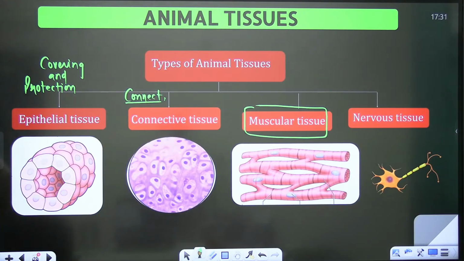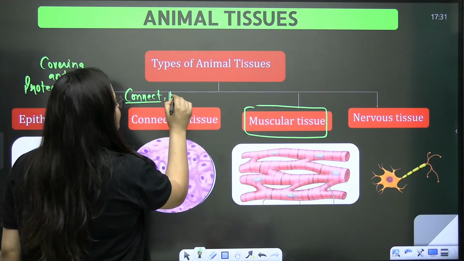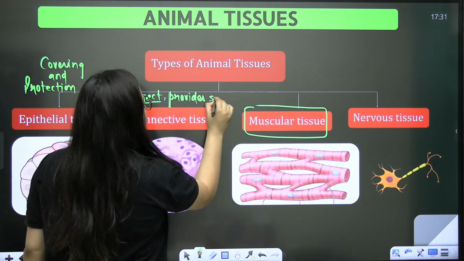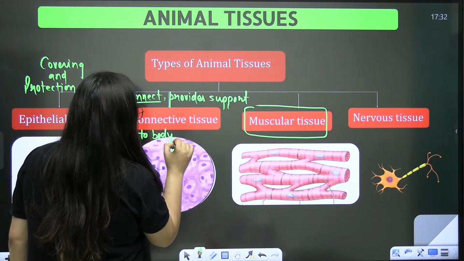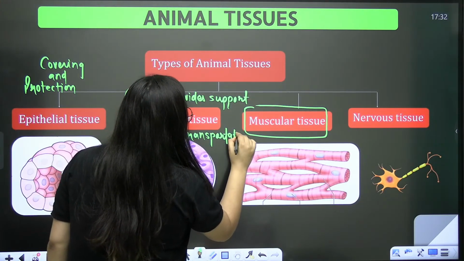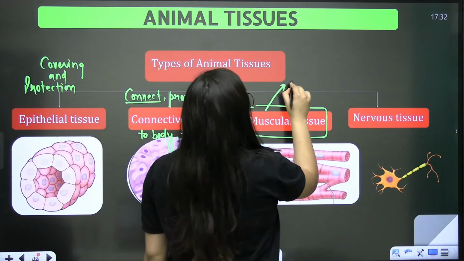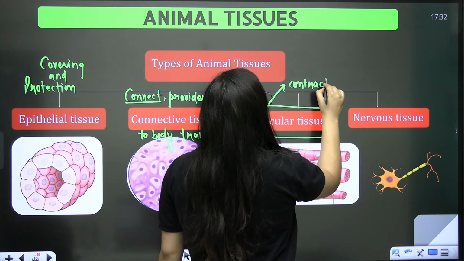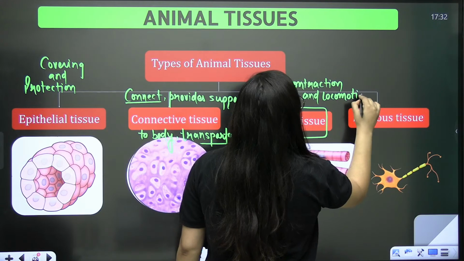So when you talk about the connective tissue, it will provide support to the body. It is connecting things, right? It is connecting different cells. It provides support to the body, isn't it? And I have given you the example of blood as well. So it is also playing a role in transportation, isn't it, bache? And when you talk about the muscular tissue, it helps in what? It helps in contraction and locomotion.